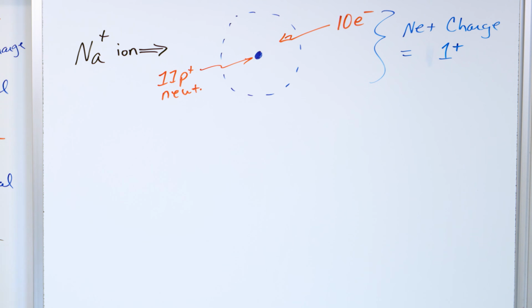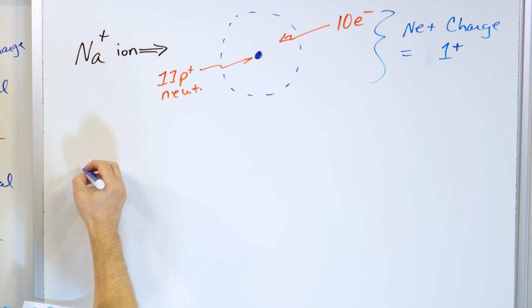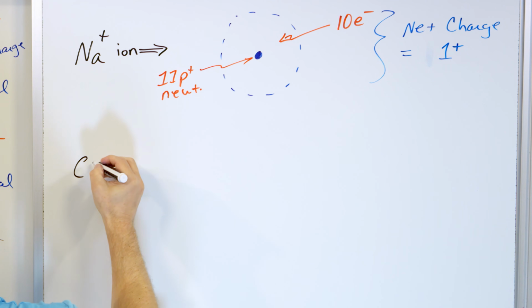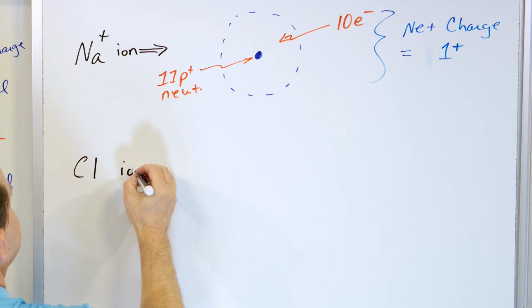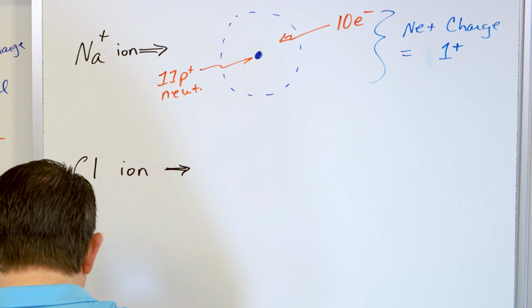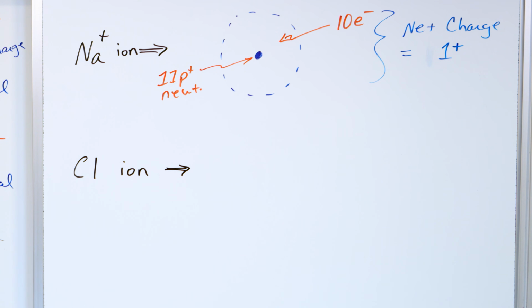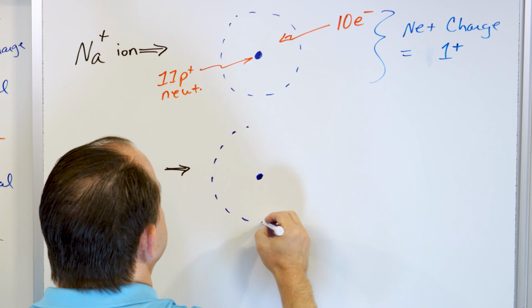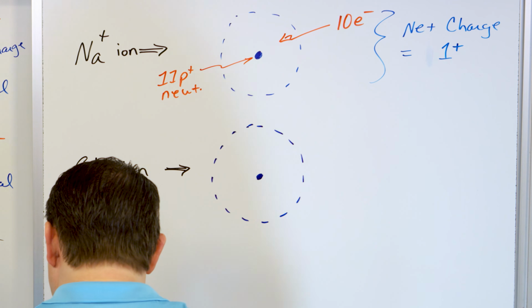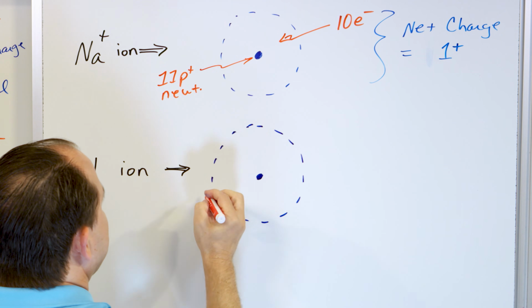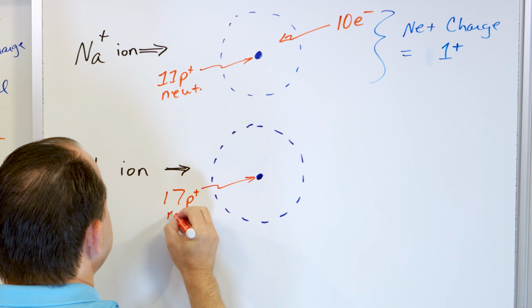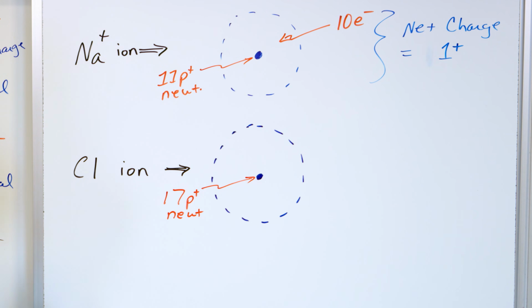Okay. Now let's do the same thing with chlorine. So we have the chlorine ion. Right? So we're going to do the same thing. How many protons did chlorine have? 17 protons in its nucleus. So we'll have a nucleus. We'll have some electron cloud around there. And we had 17 in the nucleus, right? So I'll go ahead and do that.